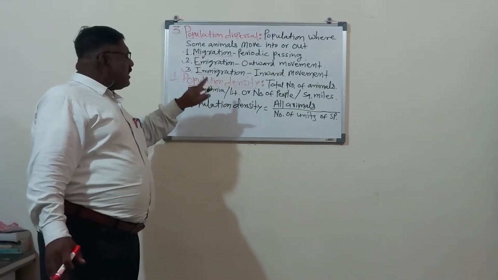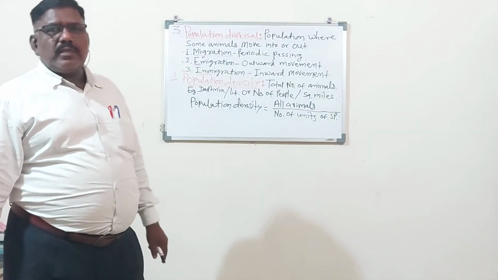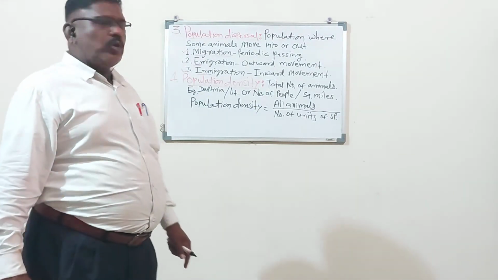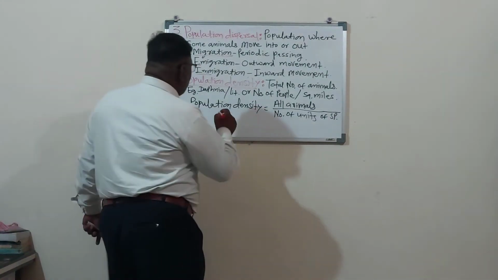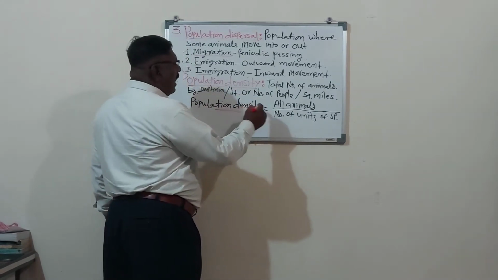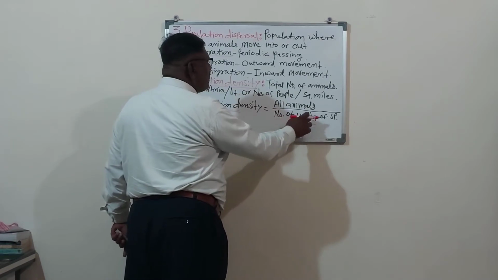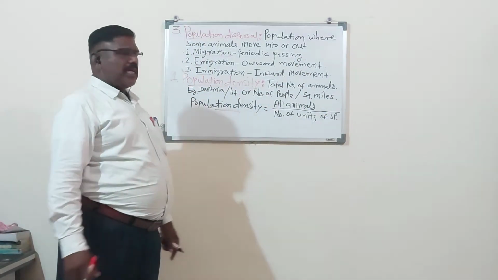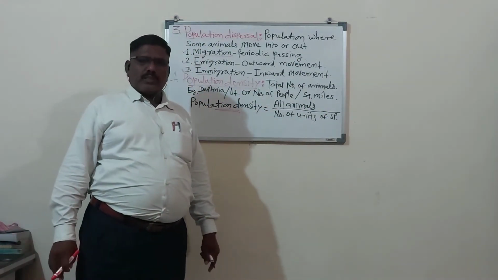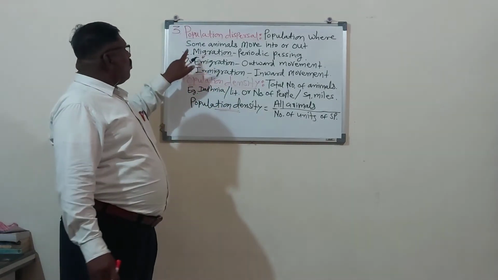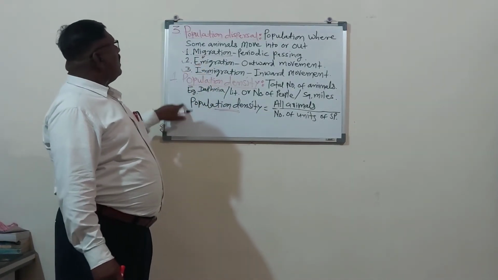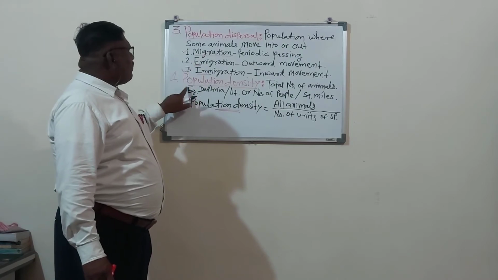Now there is a formula given for the estimation of the population density. So population density we can calculate as all animals divided by the number of units of species. Species means animals of a particular population. So these two characteristics we have studied here, population dispersal and population density.